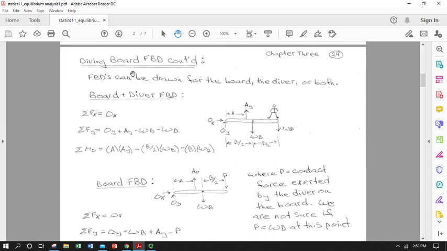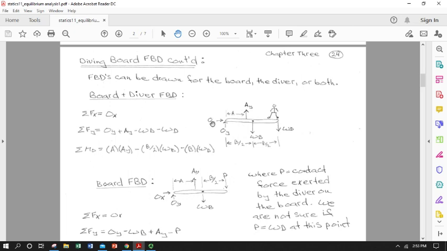Okay, so we're going to start with a free body diagram of the board and the diver, excuse me, so we're going to start with a combo. We're going to do 3: the board by itself, the diver by himself, and the board-diver combo. So this is the whole body FBD. For this, we're going to assume that the diver and the board are one big body, almost like one big blob. We're not going to look at anything between the diver and the board because we're looking at one body.